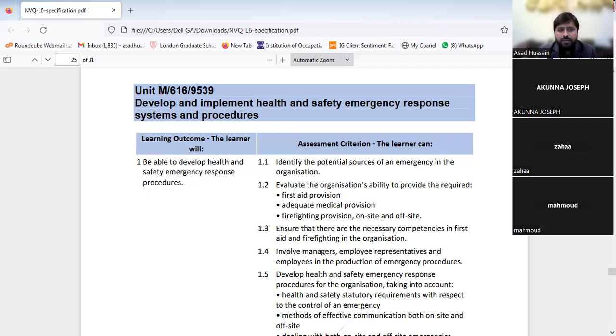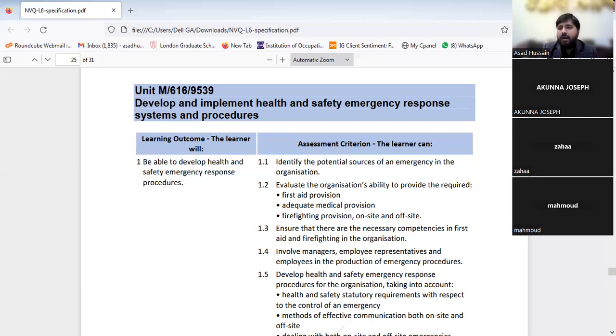Moving forward, practically we have to complete 3 learning outcomes in this unit, and in total we have to meet 21 assessment criteria to pass this unit. In learning outcome 1, we have 8 assessment criteria. In learning outcome 2, we have 7. And in learning outcome 3, we have 6. As we can see from the unit title, it is going to be all about emergency management.